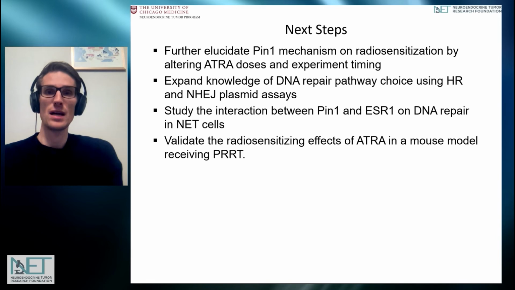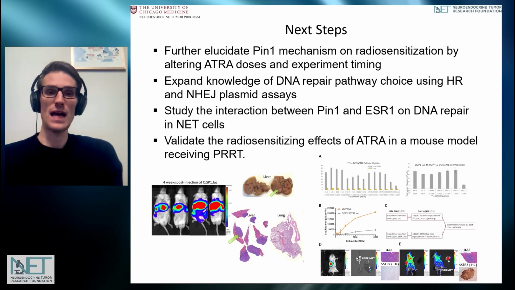And lastly, we're going to further study how to elucidate the PIN1 mechanisms, especially the effect of PIN1 inhibition on estrogen receptor alpha and on HR gene transcription. We will also study the interaction between ATRA and estrogen receptor alpha inhibitors, such as fulvestrant, and we will use an animal model to study how ATRA works in combination with PRRT. We're currently working on this metastatic mouse model and hopefully should have it up and working very soon.